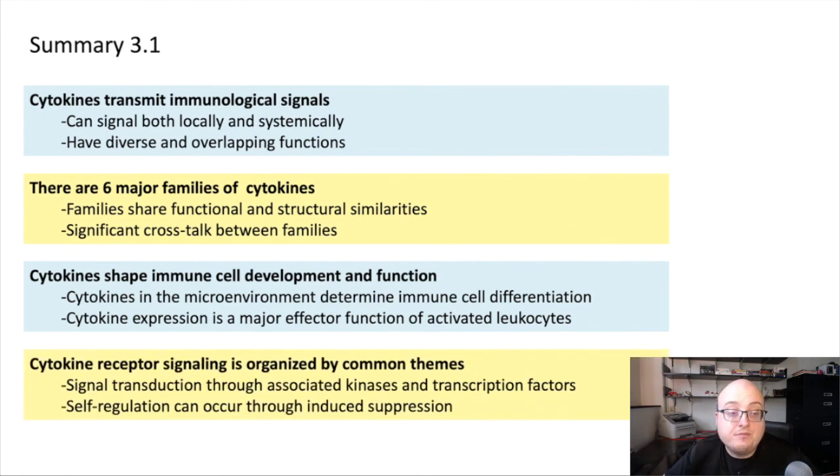In all of those different ways that we discussed. Finally, receptor signaling by cytokines also fits a stereotypical pattern. Typically, signal transduction happens through a receptor-associated kinase, which activates one or more transcription factors, which induce the effector proteins that perform the immunological work that the cell is trying to accomplish. And these responses can be self-regulated through induced suppression, and we discussed suppressor of cytokine signaling, or SOCS, as a major example of that.